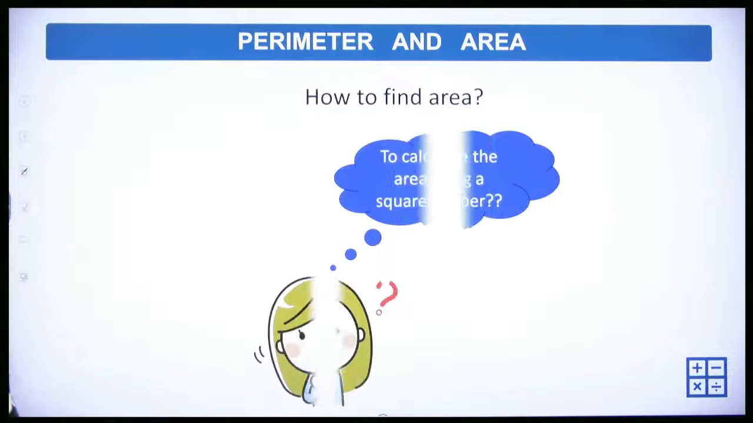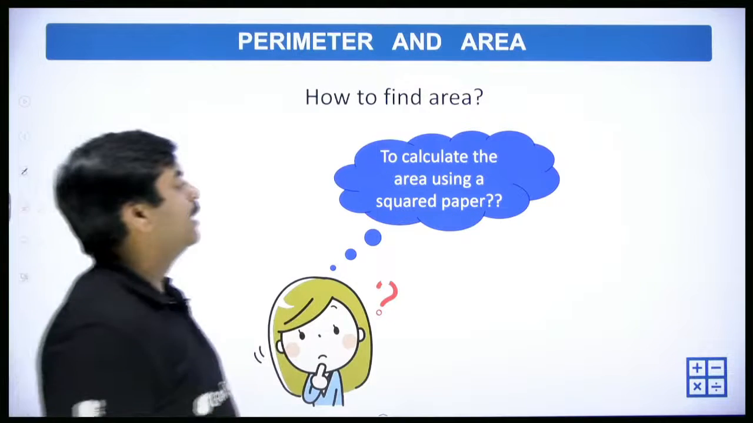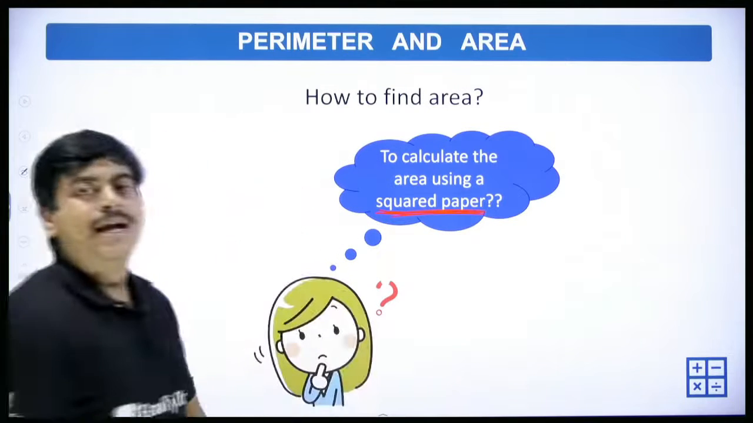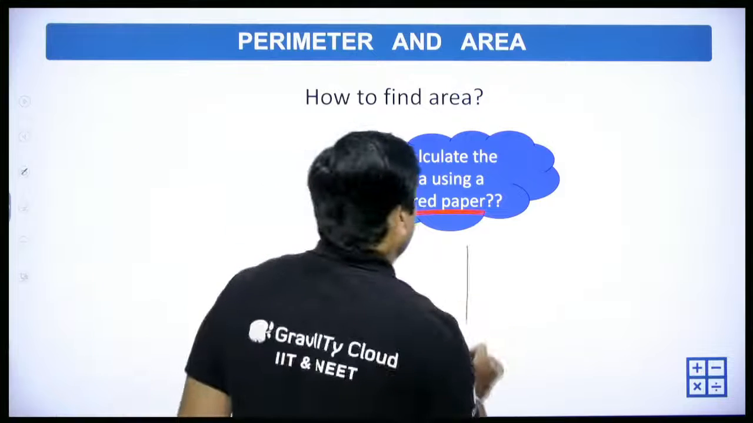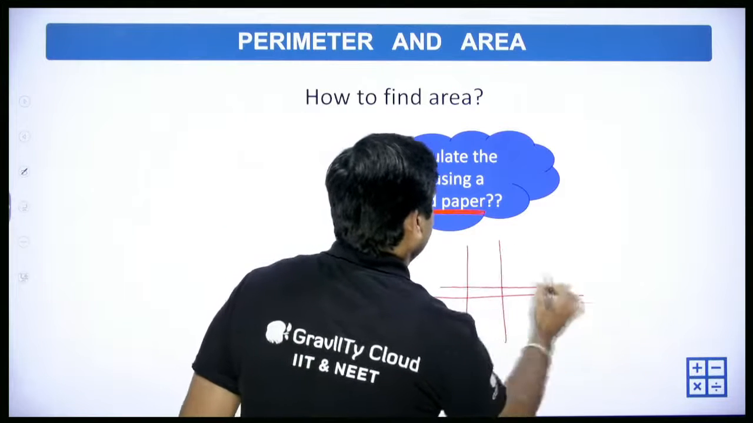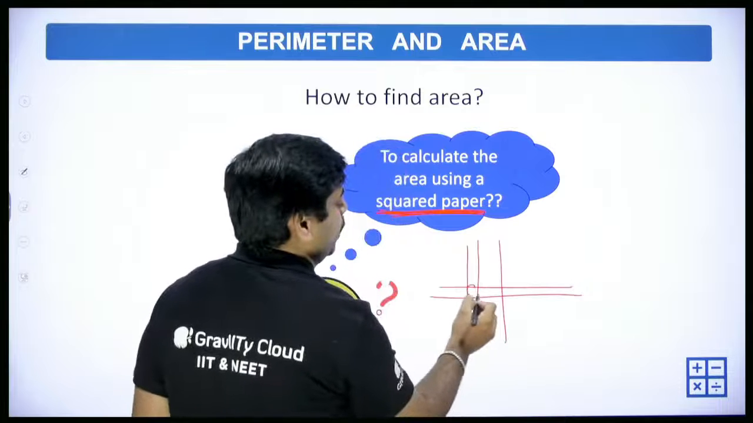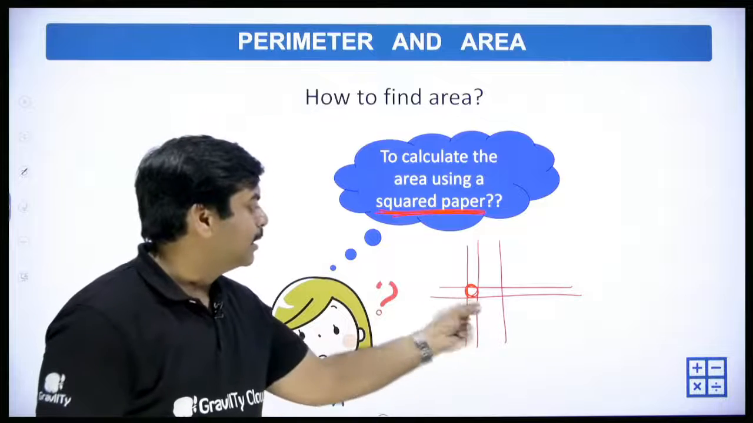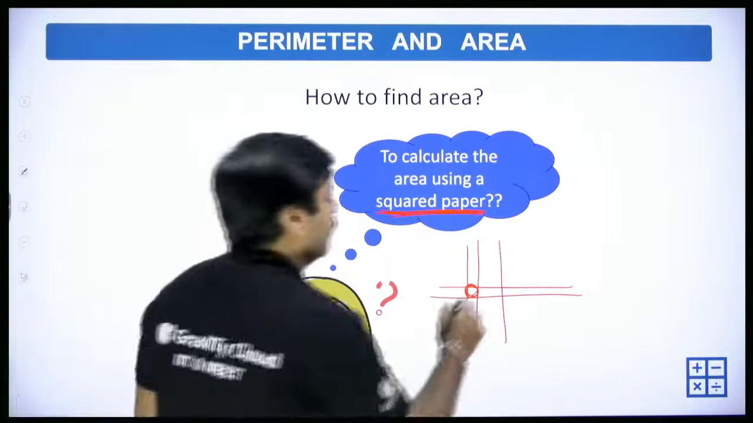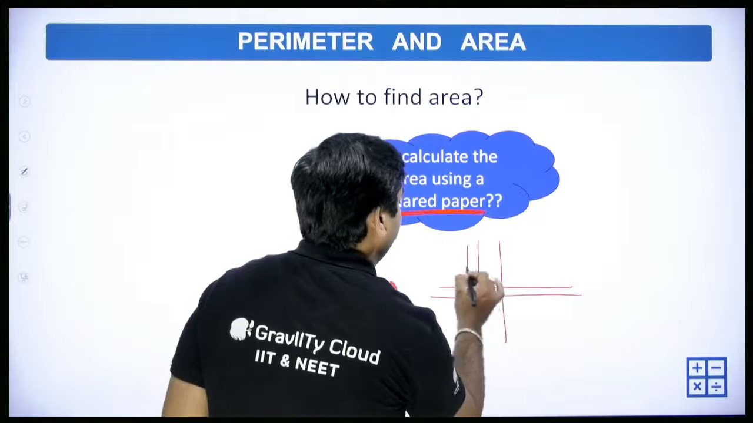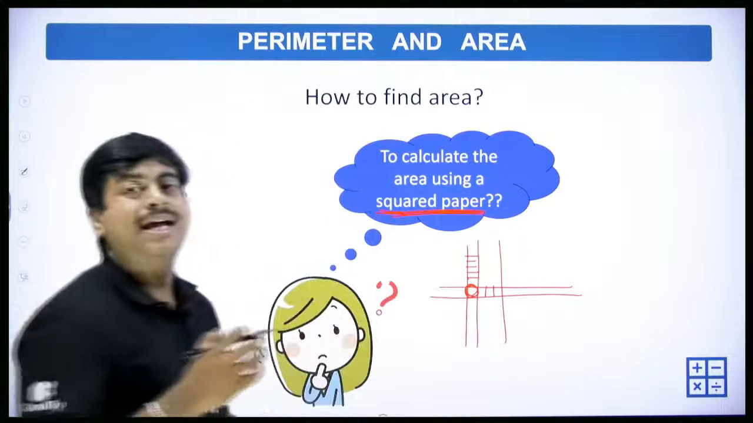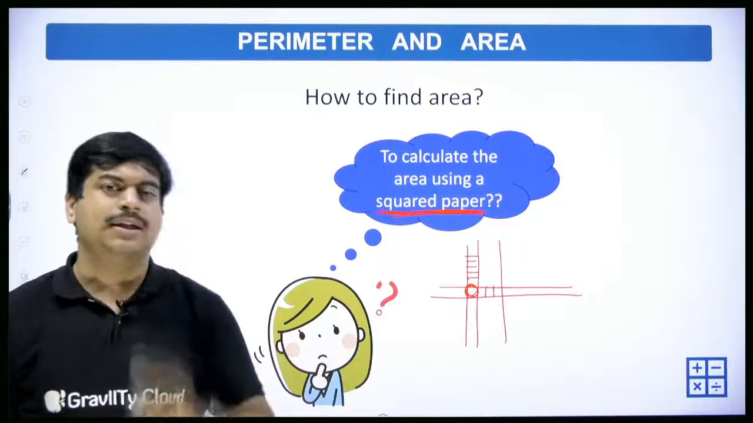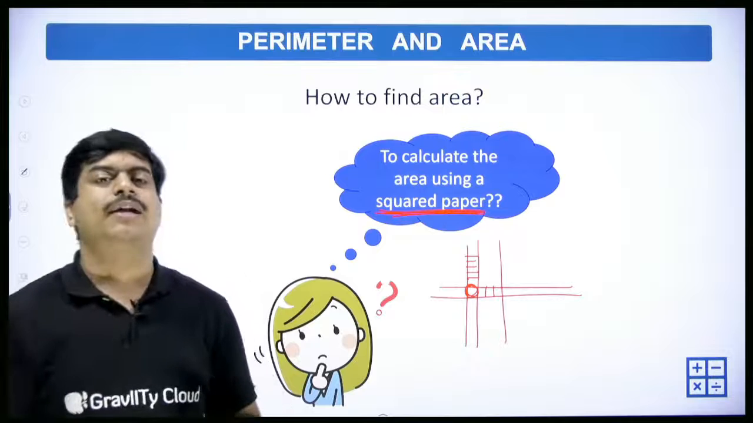So let's try to understand more about that. To calculate the area using a squared paper: what do you mean by squared paper? Squared paper means it has unit squares in it, right? So this is one unit square. Like 1 unit means 1 centimeter, let's say. That's a square. You have one more square, and one more square. So the complete paper is squares. Based on those squares, if we take one box as one square unit, from there we can try to find the area, right?